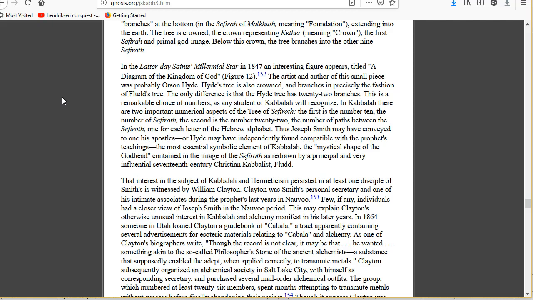In Kabbalah, there are two important numerical aspects of the tree of Sephiroth. The first is the number 10, the number of Sephiroth. The second is the number 22, the number of paths between the Sephiroth, one for each letter of the Hebrew alphabet. Thus, Joseph Smith may have conveyed to one of his apostles, or Hyde may have independently found compatible with the prophet's teaching, the most essential symbolic element of Kabbalah, the mystical shape of the Godhead, contained in the image of the Sephiroth, as redrawn by a principal and very influential 17th century Christian Kabbalist, Flood.